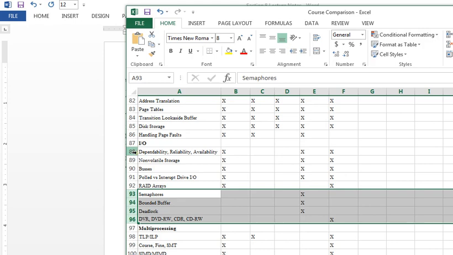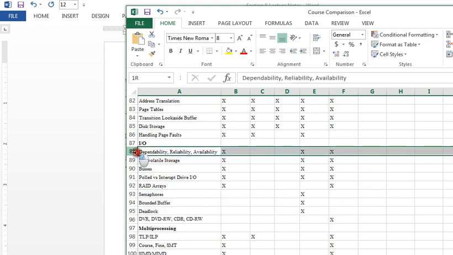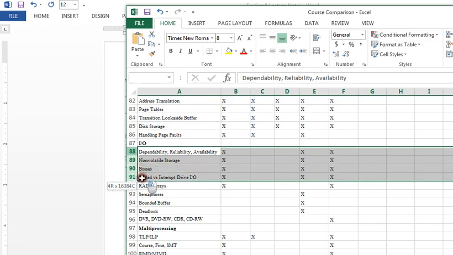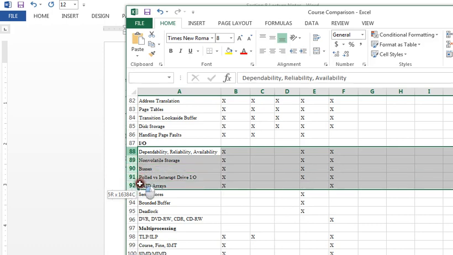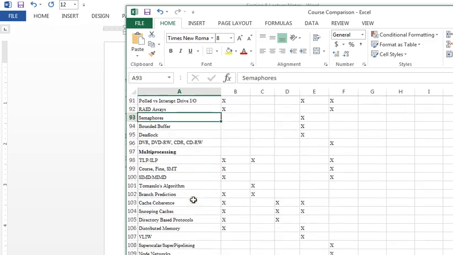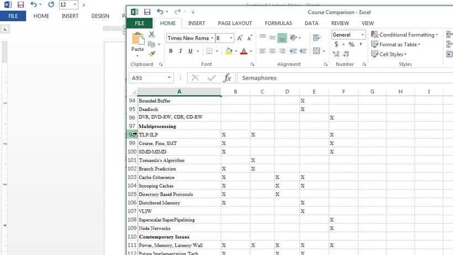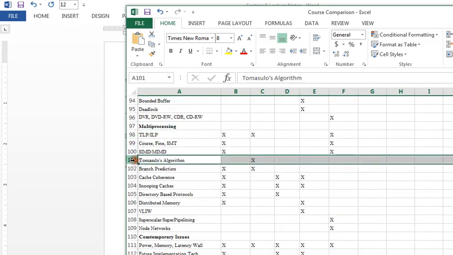We are going to be going over, for the rest of the semester, dependability, reliability, and availability, non-volatile storage, buses, polled interrupt and interrupt-driven I/O, and then RAID arrays. And then multiprocessing, what we just did. Tomasulo's algorithm, I skipped that this semester.